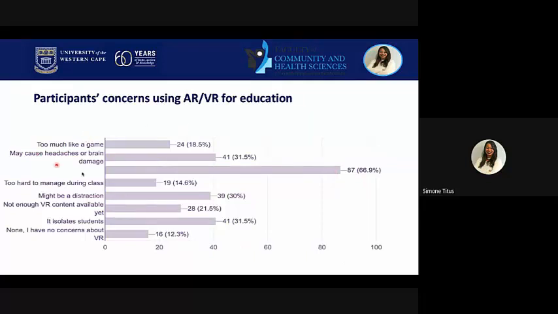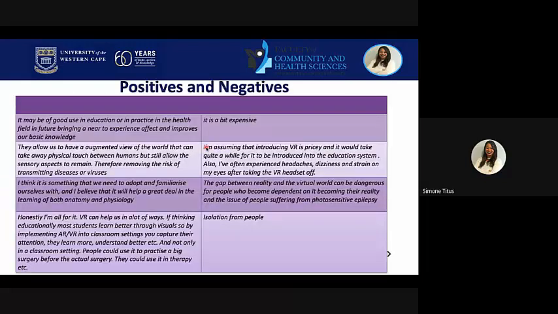And some of them actually had big concerns around headaches or brain damage, and it came across in some of the comments that they gave with regard to what would be positive or what would be negative in terms of using AR or VR in health professions education.